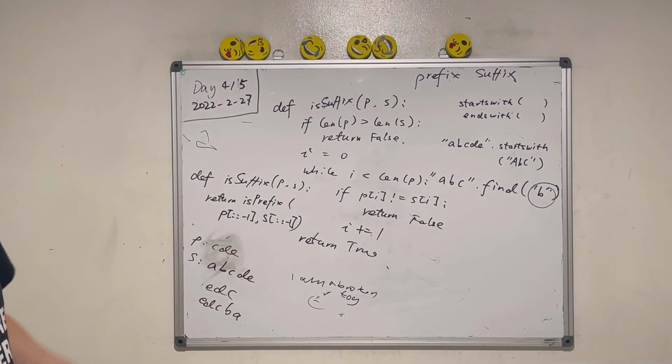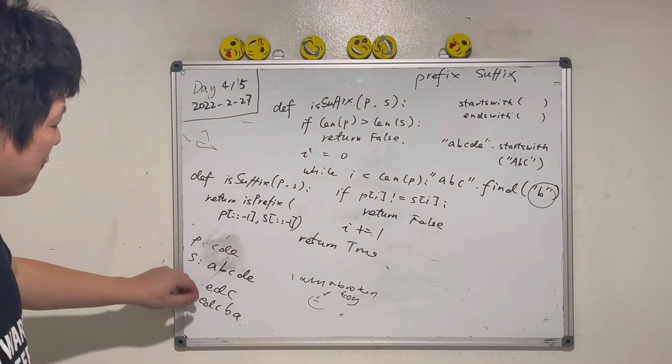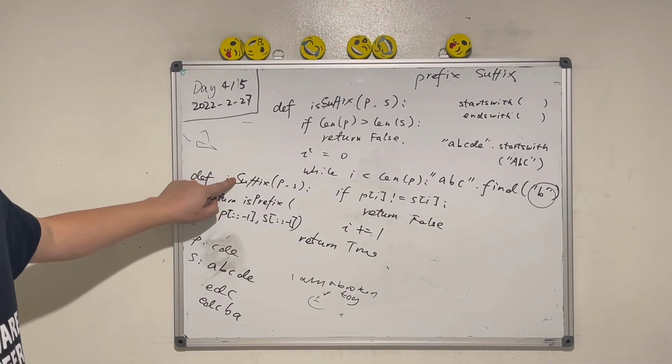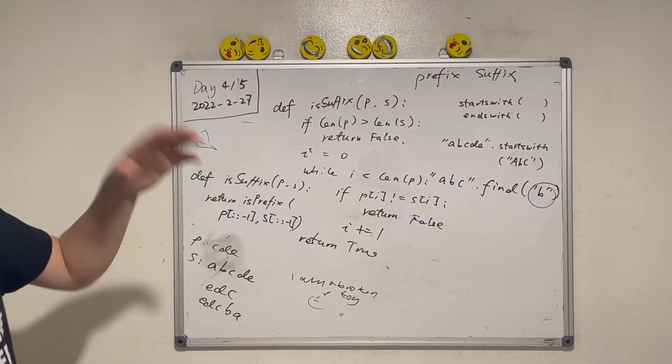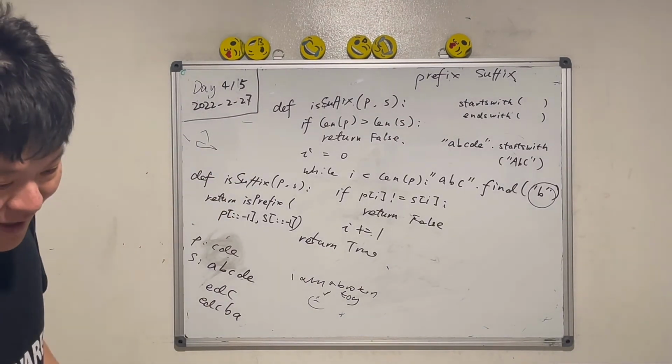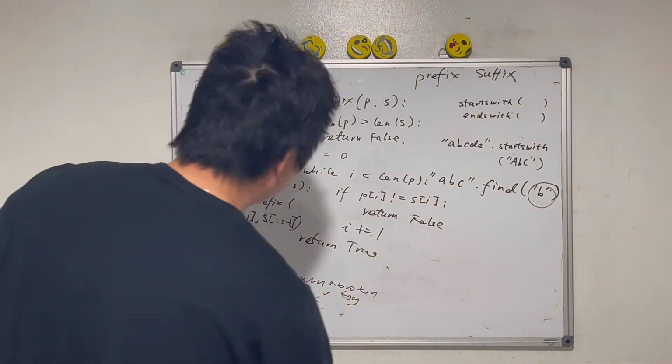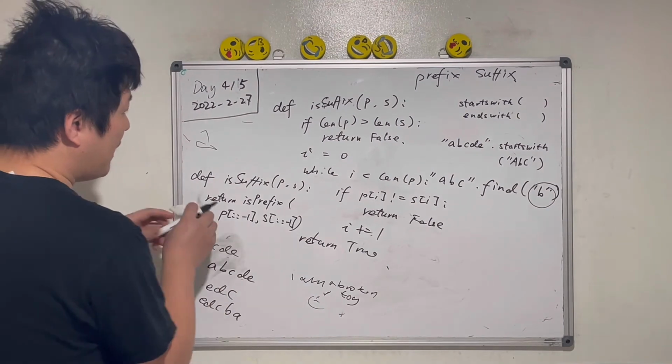So it works both ways. So let's say we have the suffix function, and we want to know the prefix. We can reverse both strings and call the prefix, right? It works both ways. Okay, make sense?